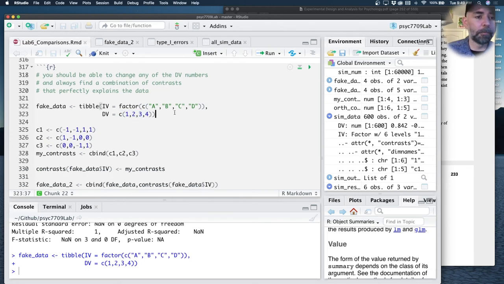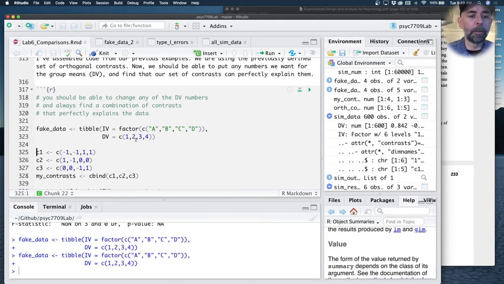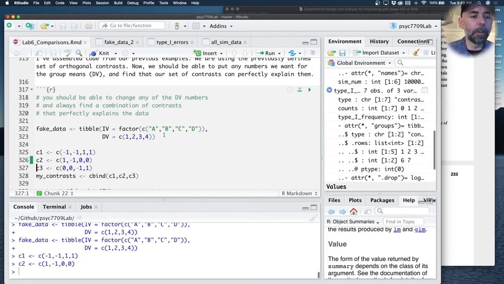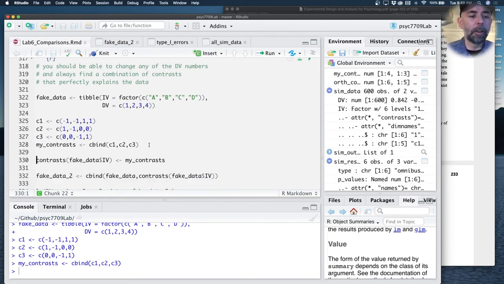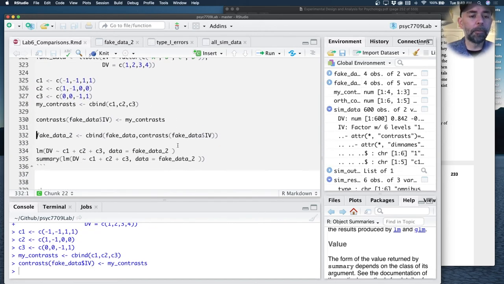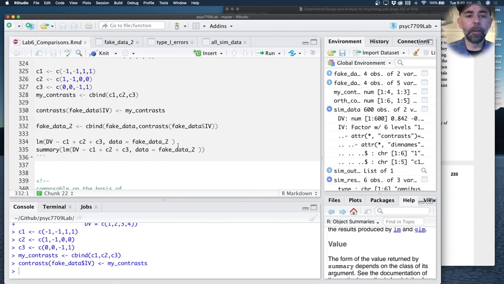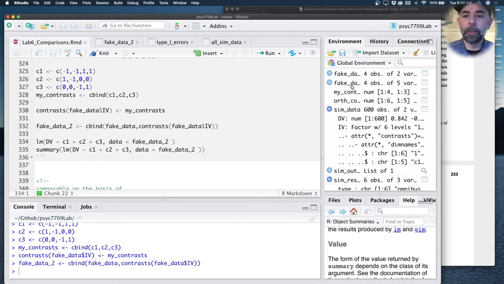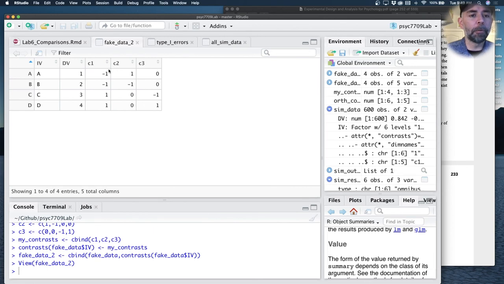We can just mess around. So let's make the means 1, 2, 3, and 4. There's our contrasts. Let's add those to the independent variable. And if we make another set of fake data, before we were trying to see if these linear contrasts could explain the other pattern of means. Now we've changed the pattern of means. Will these be able to explain this pattern?